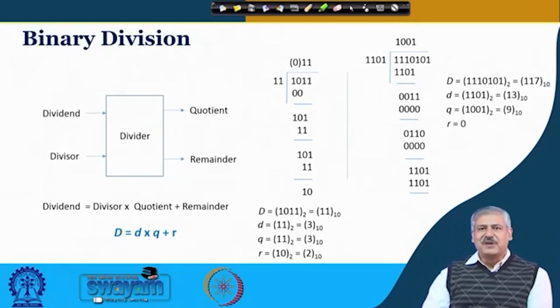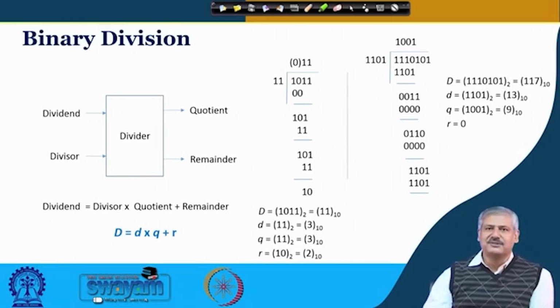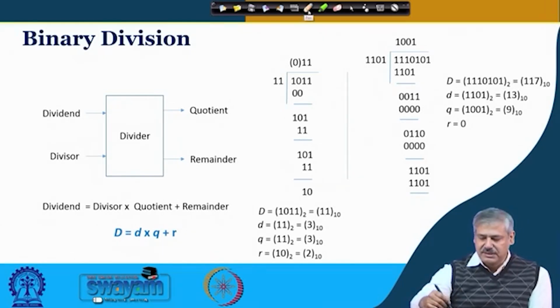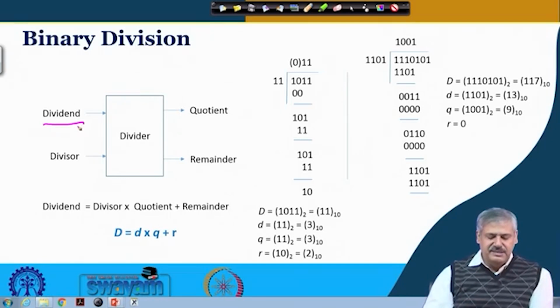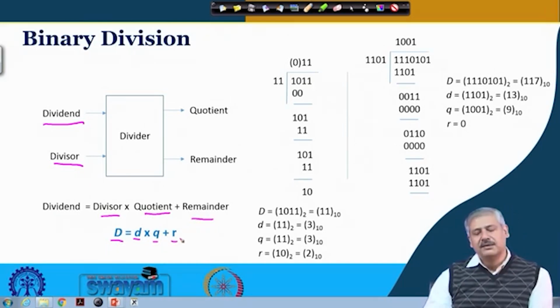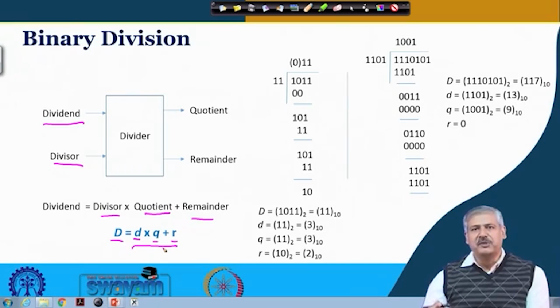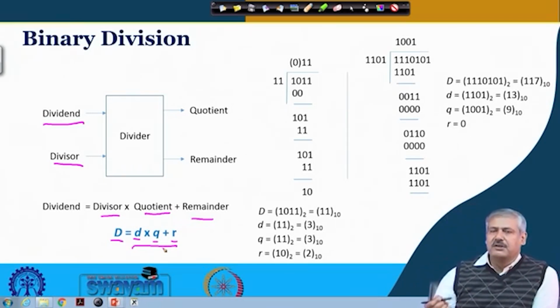So, binary division. In this case we are having two outputs, okay. One is the quotient, another is the remainder, and the dividend is getting divided by the divisor, right. If the dividend is represented by capital D, the divisor by small d, the quotient by q and the remainder by r, then this is what you get, okay. And how can division be implemented? It is similar to what you did in decimal division.